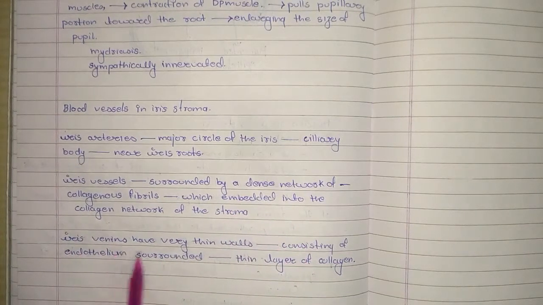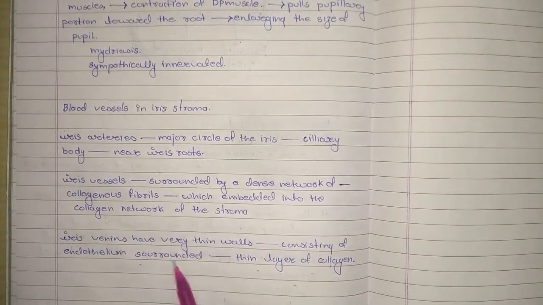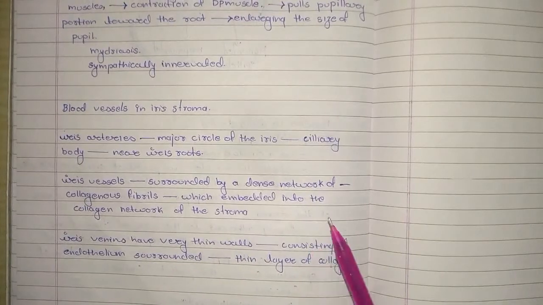Iris veins have a very thin wall consisting of endothelium surrounded by a thin layer of collagen.